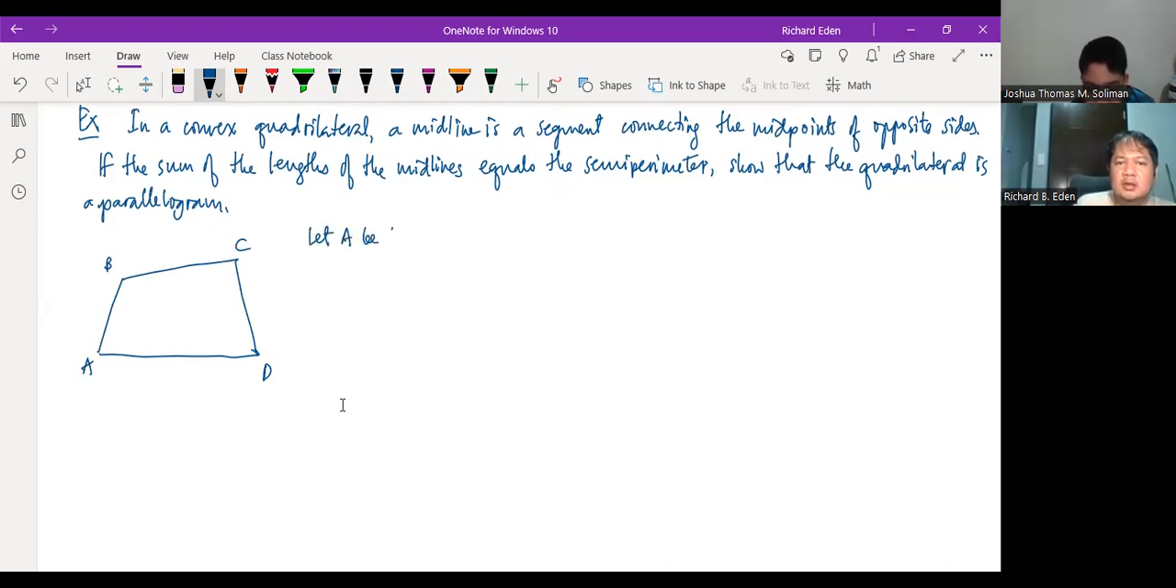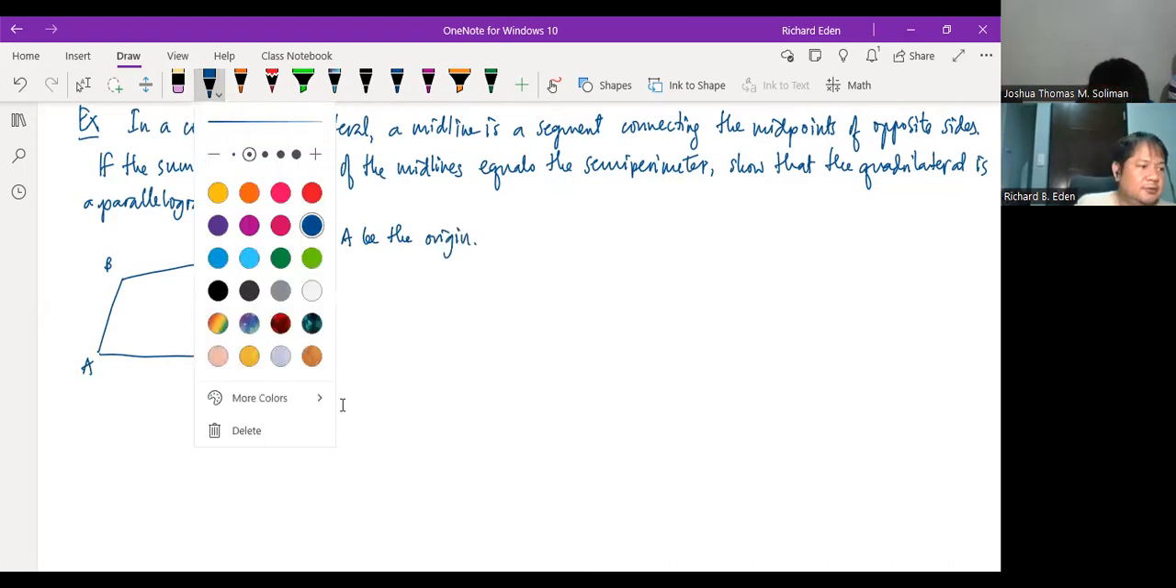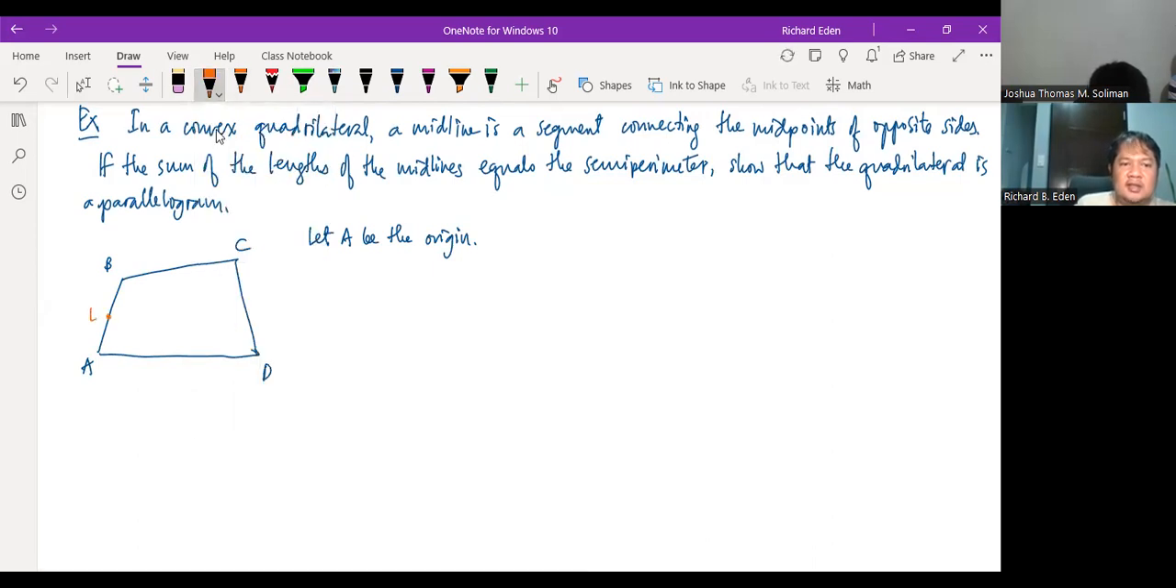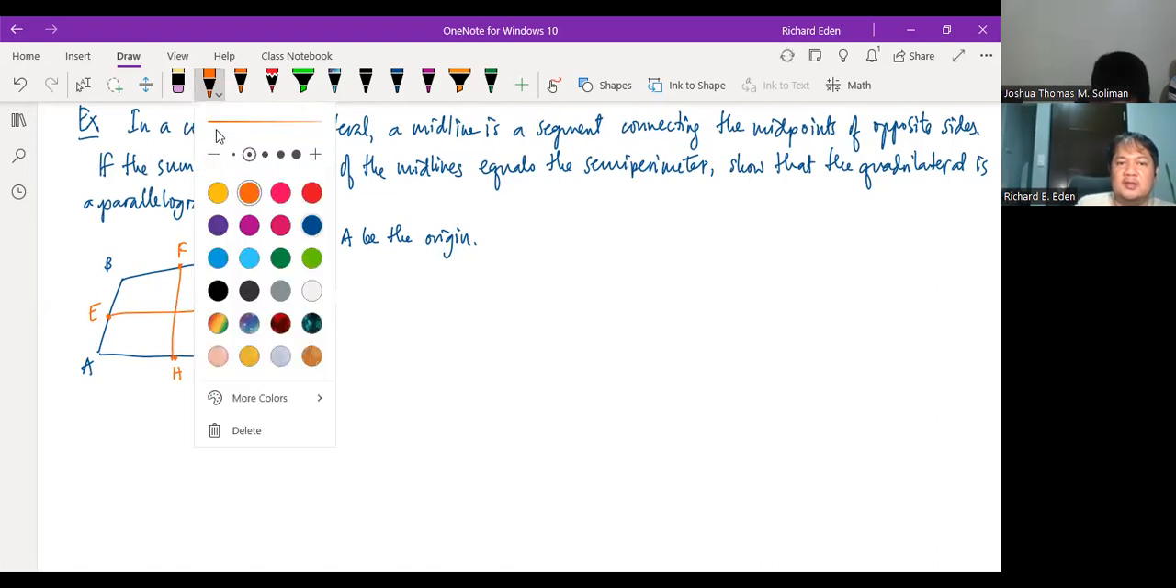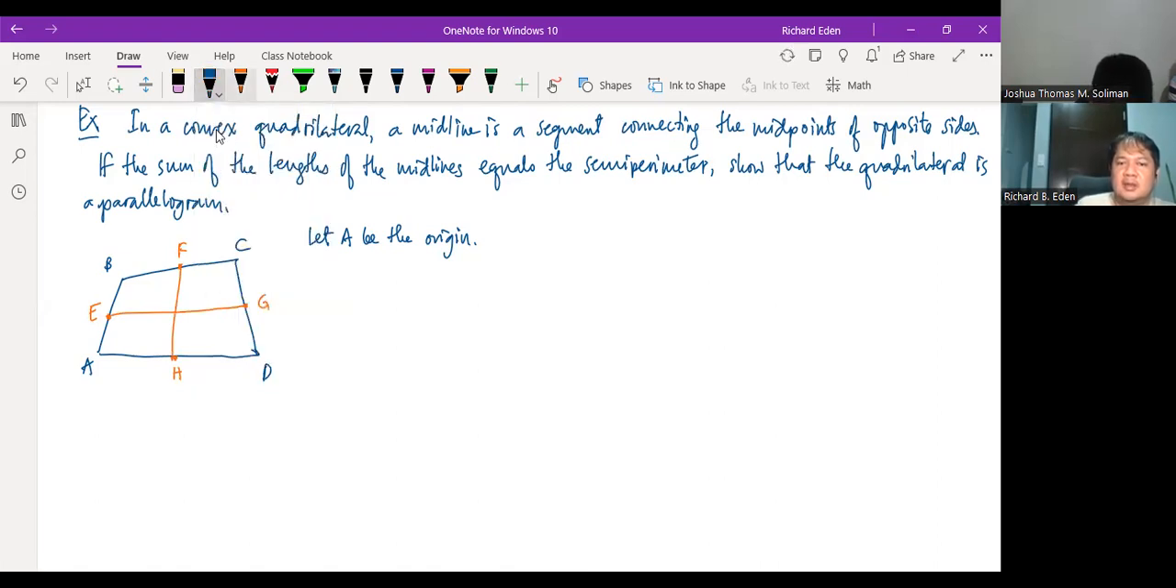Let A be the origin. So for the midlines, this is E, F, G, H. So EG and FH are the two midlines. Okay. Let E, F, G, and H be the midpoints of the sides as shown.